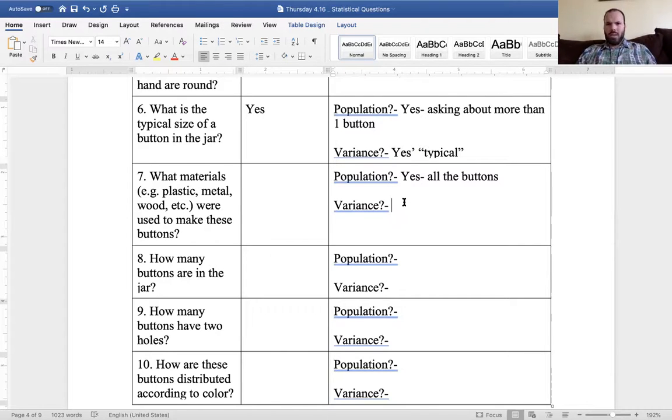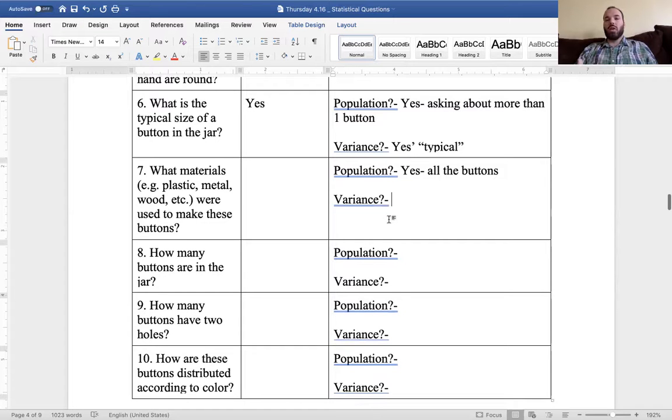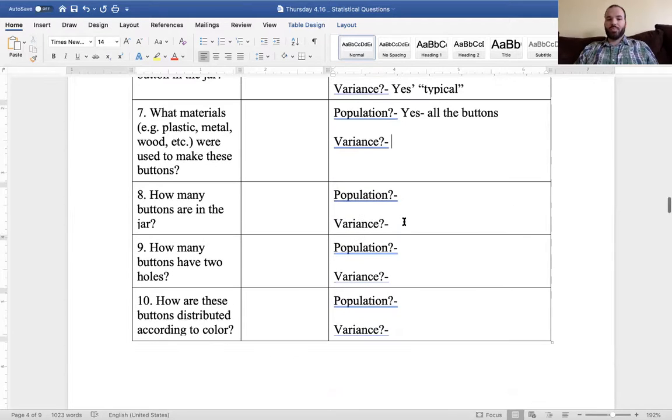You could say no, buttons are all exactly the same. Or you could say yes, some are made out of wood, some are made out of plastic. So it's going to be up to you and your interpretation. You'll want to make sure that you put a good explanation in why your answer is yes or no. As you go through today, you're going to do a chart just like this, and you'll want a good answer of why yes or no.